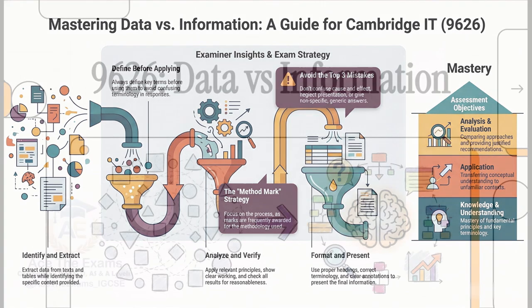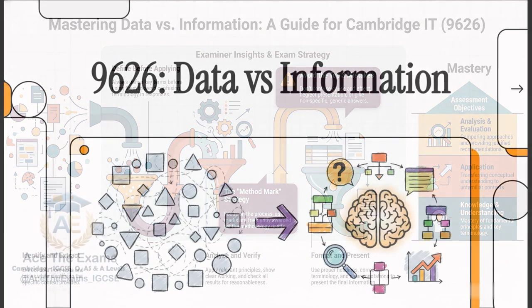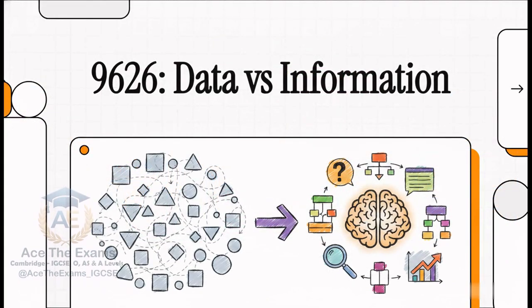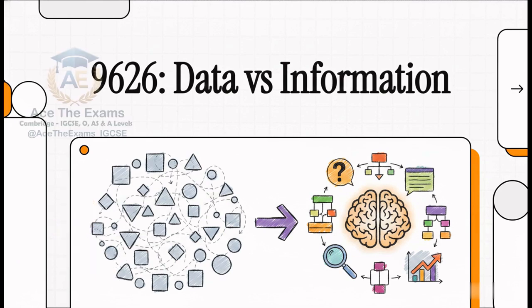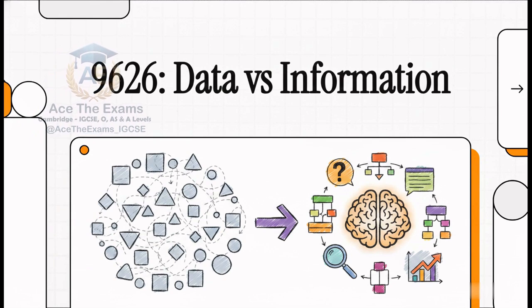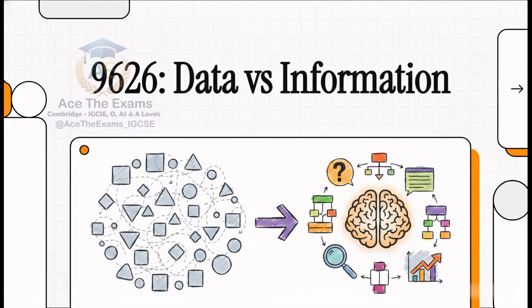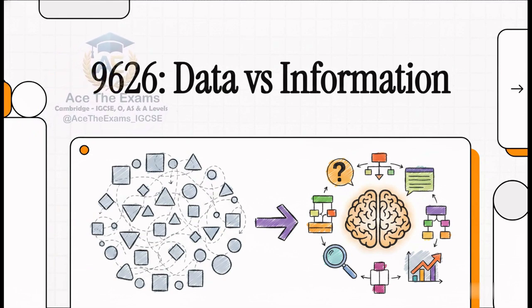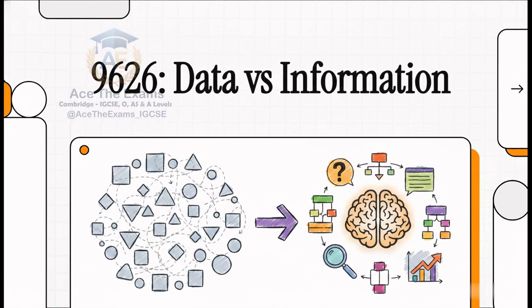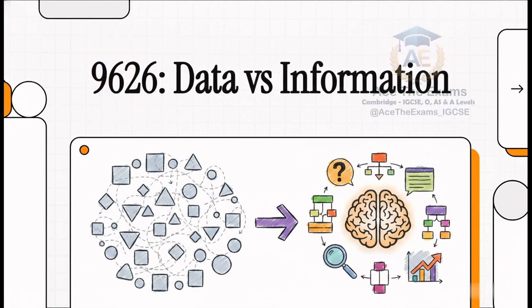You're locked into our explainer today, and we are targeting a highly critical objective: Cambridge 9626 Information Technology. Specifically, we're going to crack the code to extracting maximum marks from a foundational, yet surprisingly treacherous topic, and that's data versus information. If you're prepping for your AS and A-level exams, consider this your absolute masterclass in strategic grade extraction. Let's get right into it.